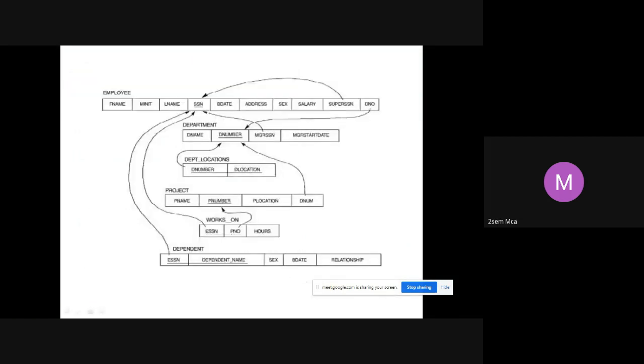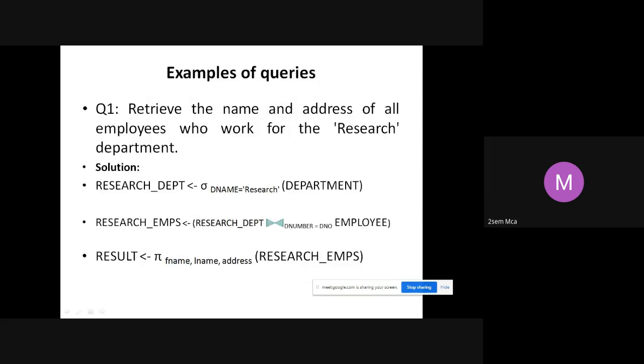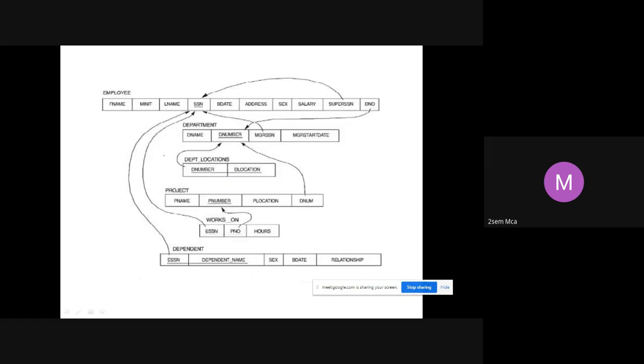Okay, next is our schema diagram, which we have already seen earlier. We are going to take a couple of example queries to see how we can write them in relational algebra. The first example query I have taken is: retrieve the name and address of all the employees who work for the research department.